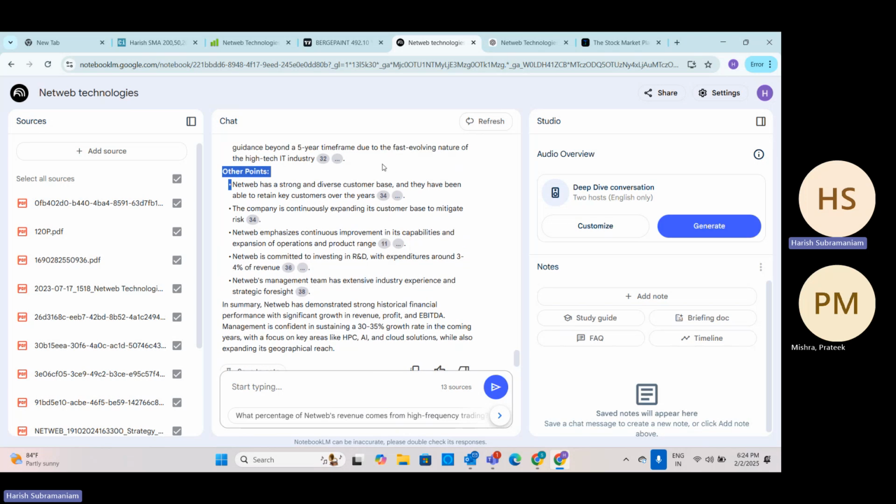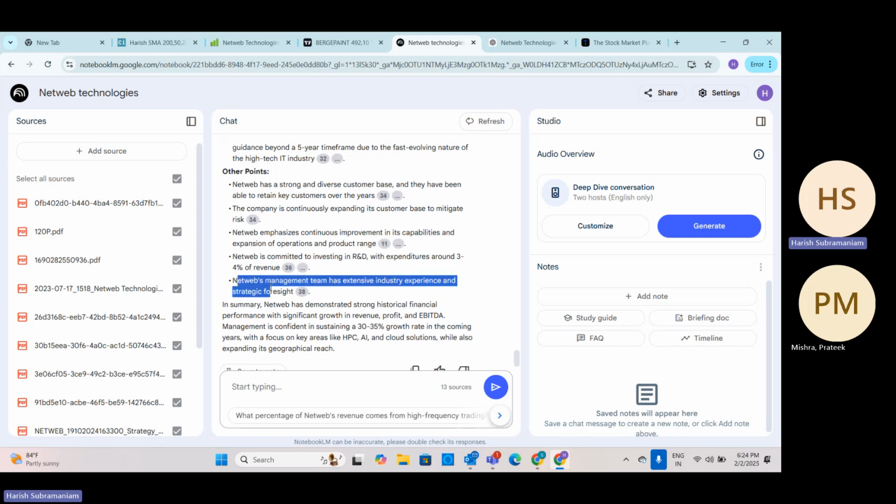So they have a strong customer base. They have been able to retain customers over the years. So this is again a very good positive thing. It is continuously expanding its customer base. There is continuous improvement in its capabilities. There is a lot of R&D going on, 4% of revenue.